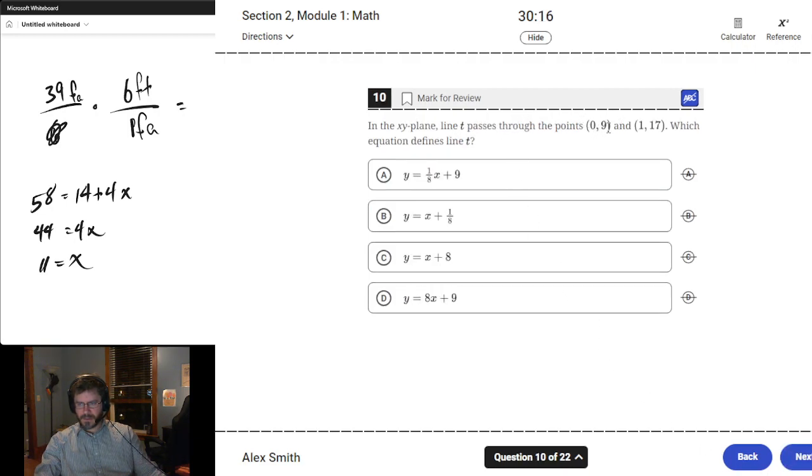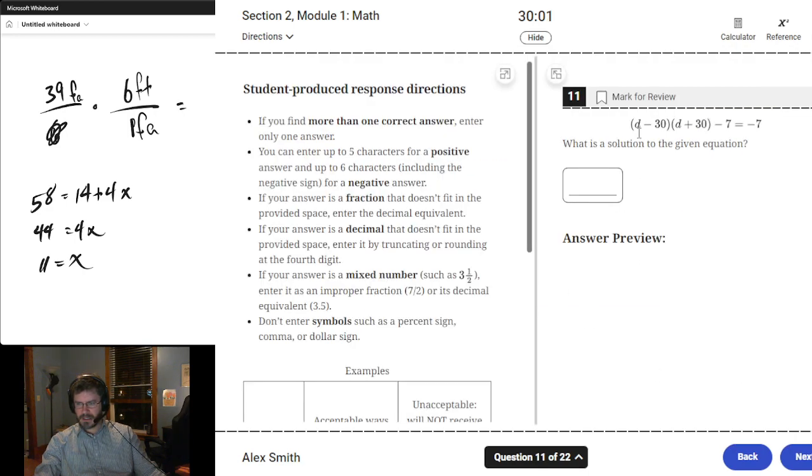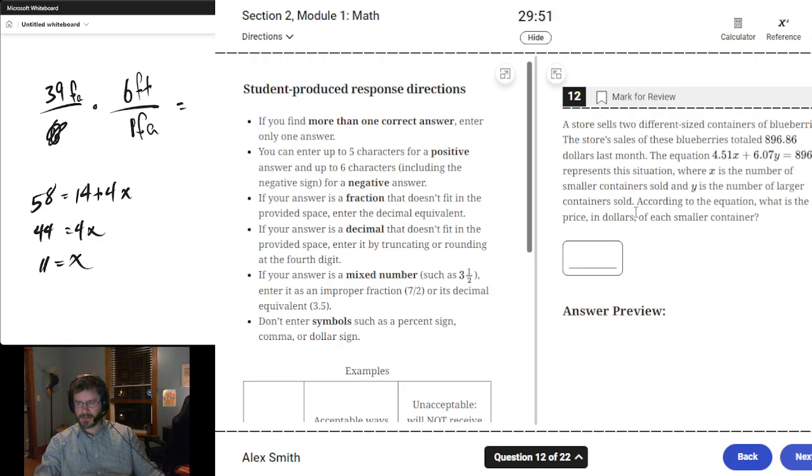Linear function, we've got the y-intercept is 9, so right away that's going to get rid of those. We've got a slope that goes up 8 over 1, so you got to remember rise over run. A is a decoy because it flips it. Quadratic, solution to the given equation, you just add the 7 over that goes away, and this becomes 30 or -30. Both should be acceptable.